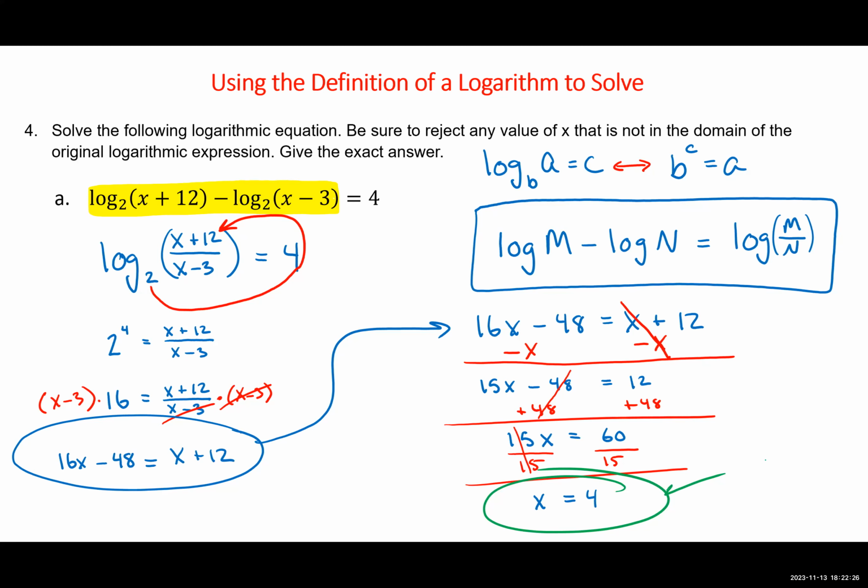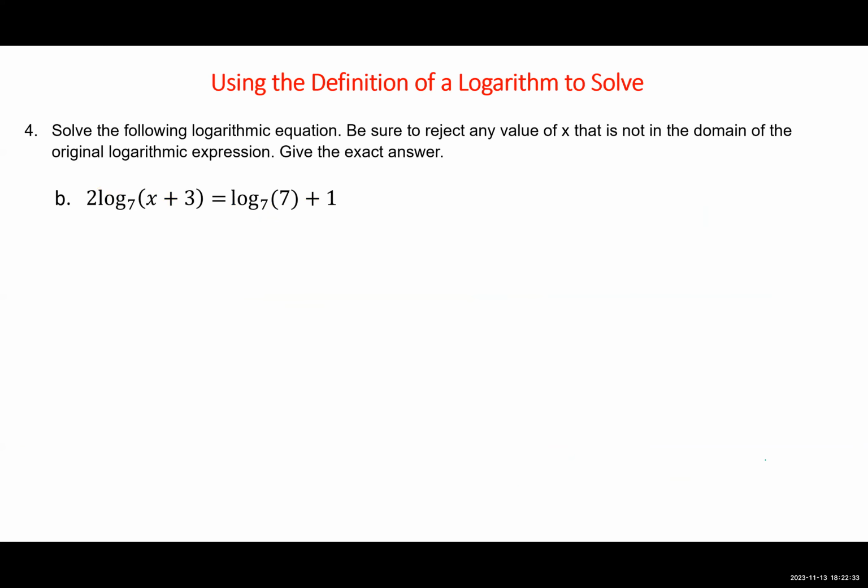All right, so 4b, a similar problem, just some different numbers. We've got 2 logs, 1 number. So let's see, where can we start here? Well, the first thing I see, we've got 2 times the log base 7 of x plus 3 is equal to the log base 7 of 7 plus 1.